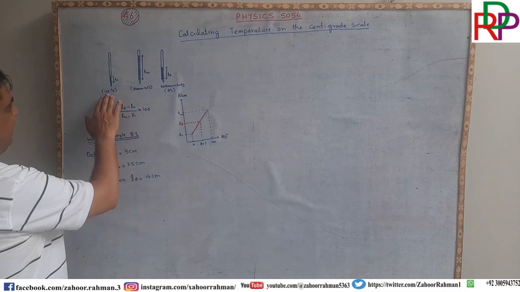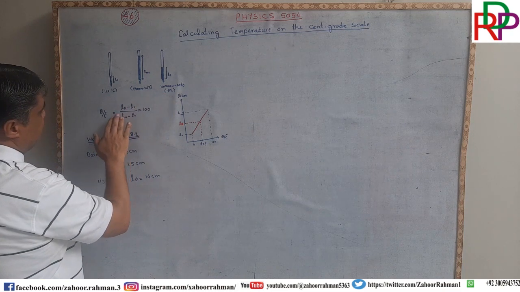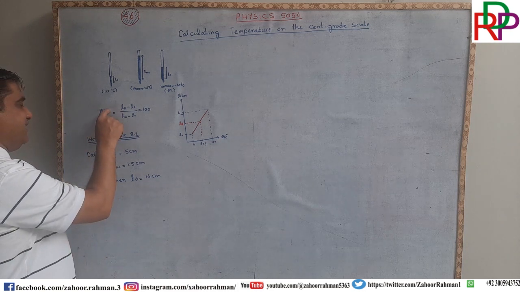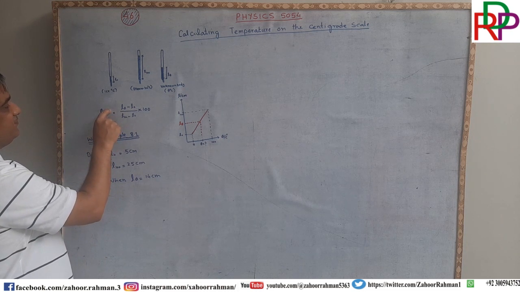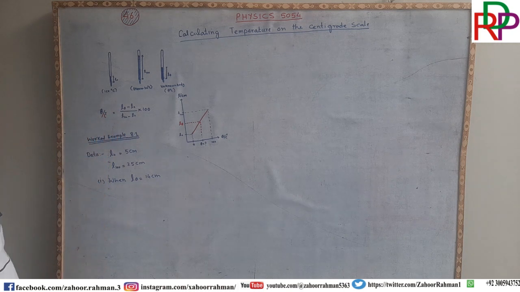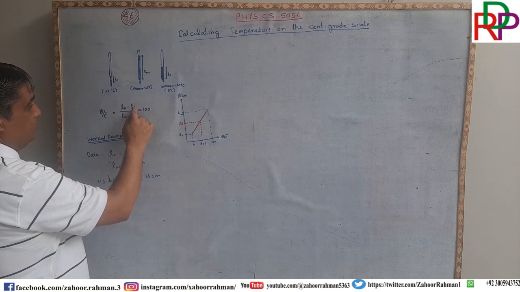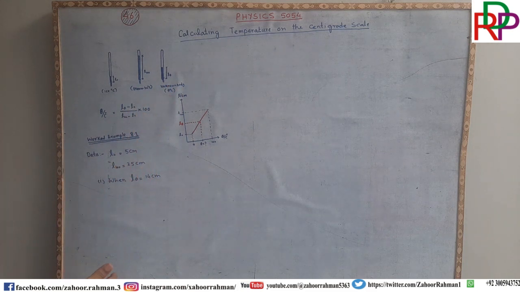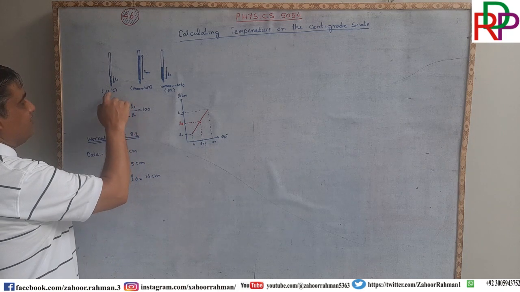If we are taking these three values, then there is a formula with us. Theta, the temperature of the unknown body, in degrees centigrade, equals: first we have to write L theta minus L0. You know what L theta is? L theta is the length corresponding to the temperature of that body which we are interested to find. And then L0 is this one.